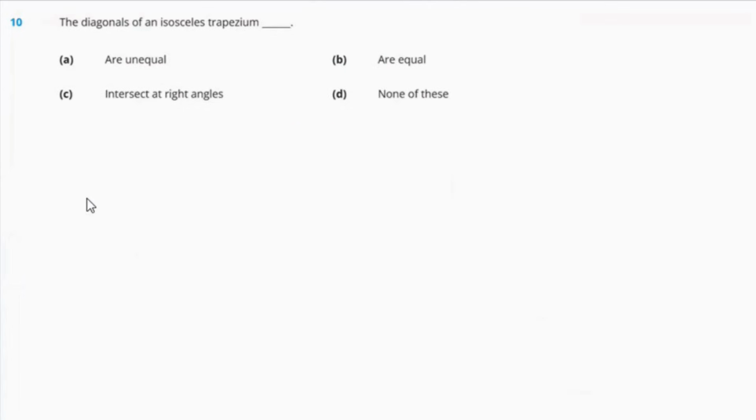Next question. The diagonals of an isosceles trapezium are always equal. Isosceles trapezium means that the non-parallel sides are also equal to each other. Then that particular trapezium is known as an isosceles trapezium. And when we draw the diagonals of it, they are always equal.